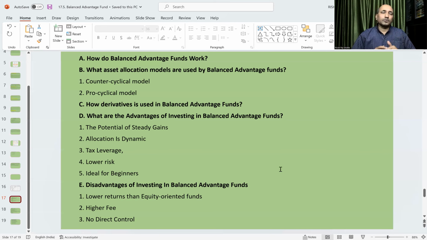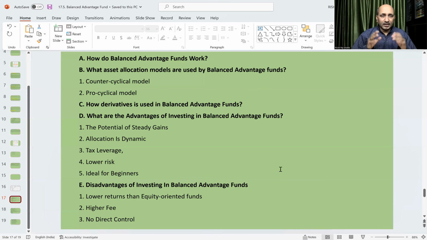Whenever the market is down, the fund manager allocates more funds to equity so that whenever the market appreciates, the fund can generate extra income and can appreciate altogether. And this is done through a special model. Each AMC has its own set of asset allocation models through which this allocation is done between debt and equity fund.